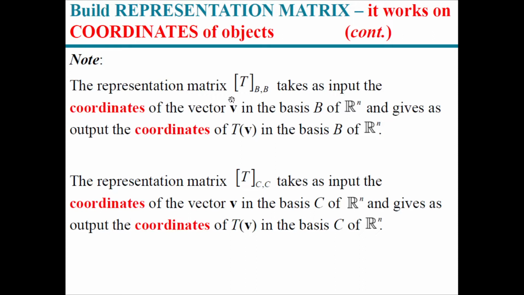Remember, the representation matrix T_BB takes as input the coordinates of a vector in the basis B. Once we are done doing the matrix-vector multiplication, what we are getting as output are the coordinates of T(v) in the basis B. For the representation matrix T_CC, this one requires the inputs to be the coordinates of the vector v in the basis C. And then once I do the product, I'm going to get as output the coordinates of T(v) in the basis C. So those are the reminders that will be useful to build this big and beautiful equation that we saw at the beginning. So let's see how that works.